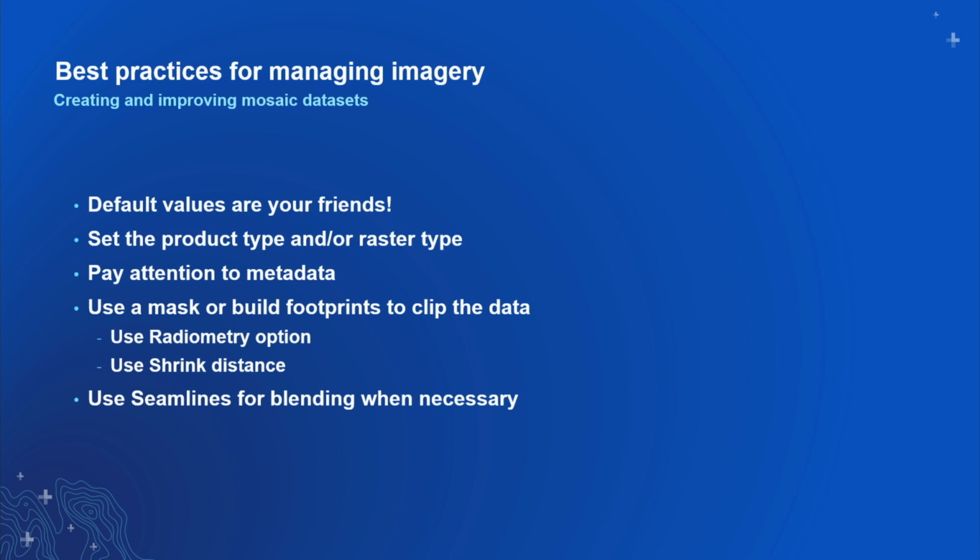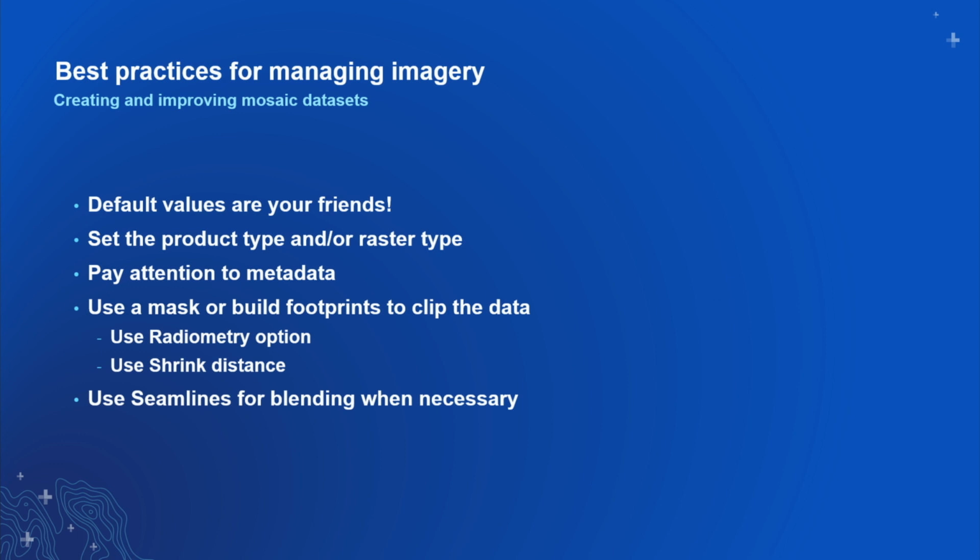So when it comes to creating and improving your Mosaic datasets, default values are your friends. 99% of the time that I'm running our tools, I'm just keeping our default values. We think of them carefully, we choose them carefully when we put them in. Make sure you set your product type and your raster type so that the metadata actually gets read properly.